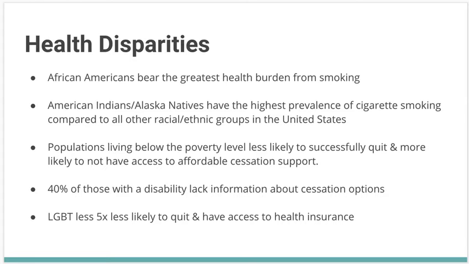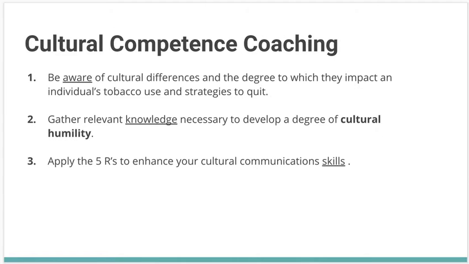Populations that live below the poverty line are less likely to successfully quit and more likely to not have access to affordable cessation programs. And of those with a disability, although they may have access and be told about programs, potentially if they go to their healthcare provider, they still lack information about options of cessation programs. And the LGBT community is 5 times less likely to quit and have access to insurance to even go to these types of programs. So by tailoring your coaching in a culturally systematic and consistent manner, you will more likely mitigate barriers to health and engage pivoters in their own cessation care program.